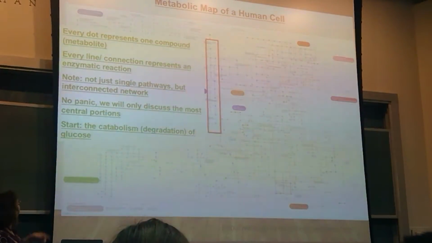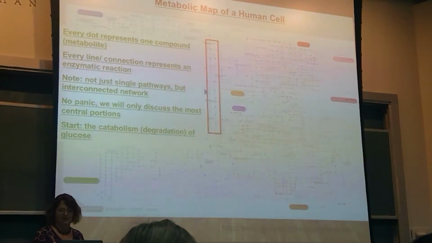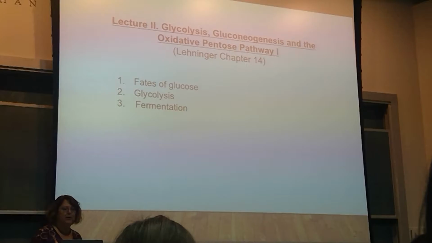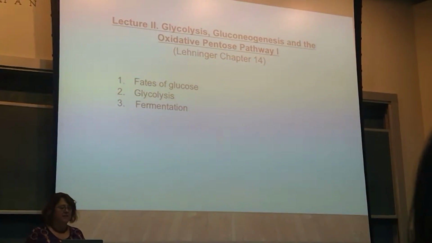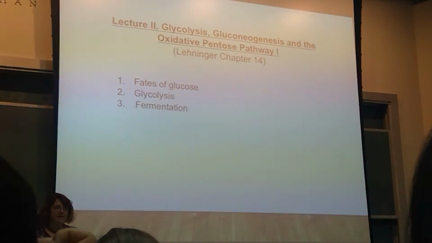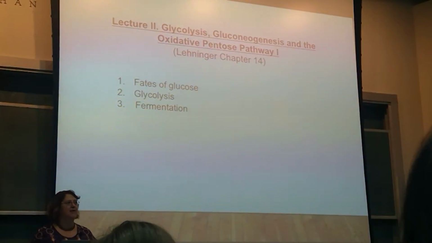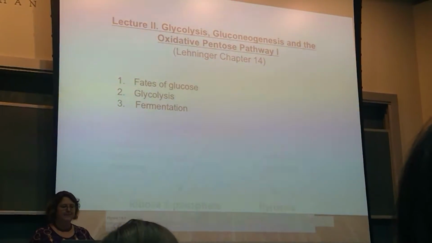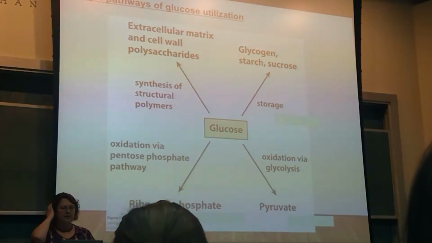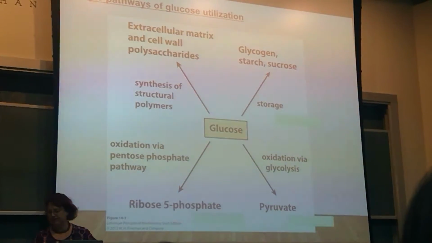And so we're going to start with catabolism, the degradation of glucose. So first we're going to look at the fates of glucose and then glycolysis today. And then we probably won't get to fermentation, the last couple slides, until next lecture. So the major pathways of utilization are 4.